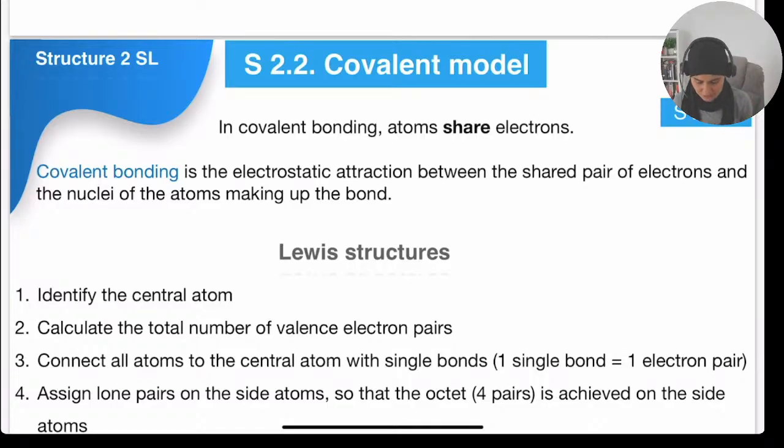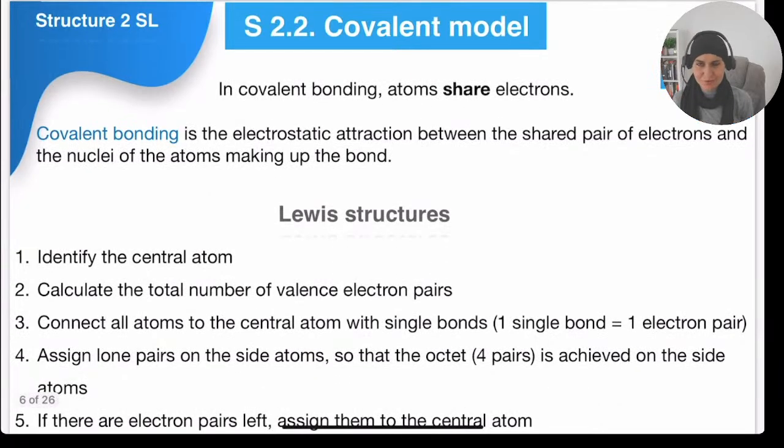This would be about structure 2. I forgot which structure we're talking about. All right, structure 2 SL. Yes, so again, SL part, covalent model. For the ionic model, there was no HL part, everything was SL. Now we're talking about the covalent model. I hope everyone's ready. This would be a longer one, the longest part of the topic, and it would have SL and HL parts.